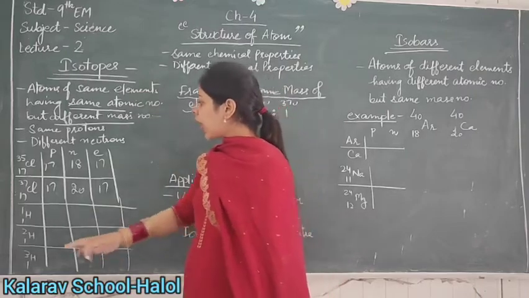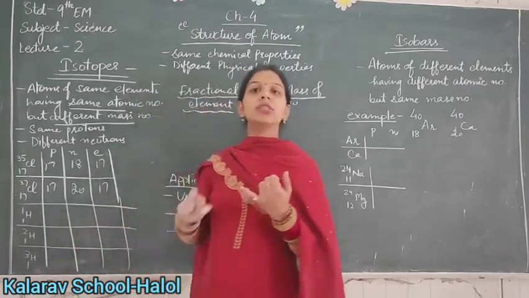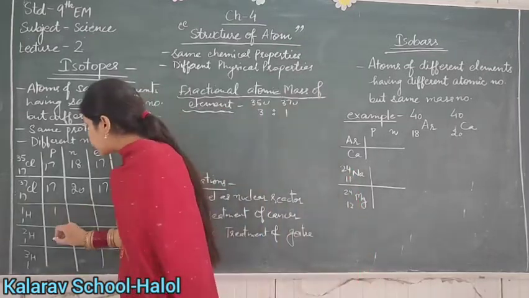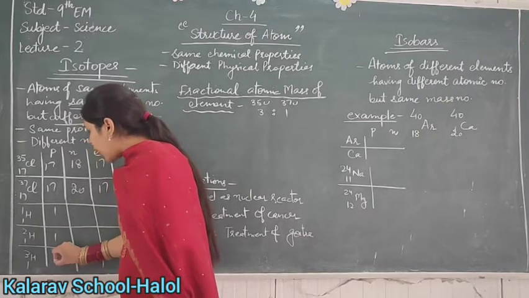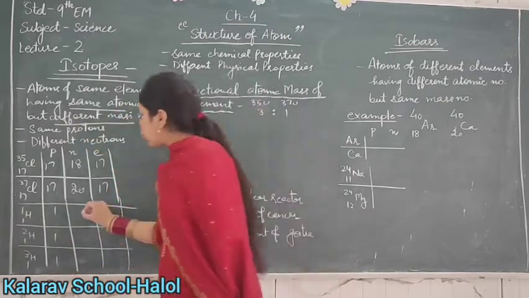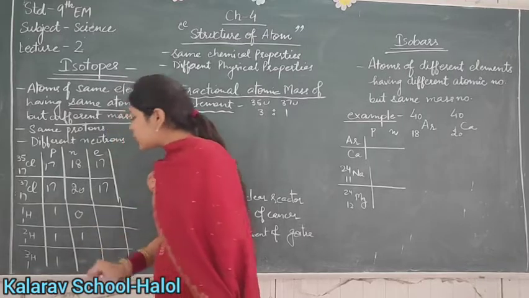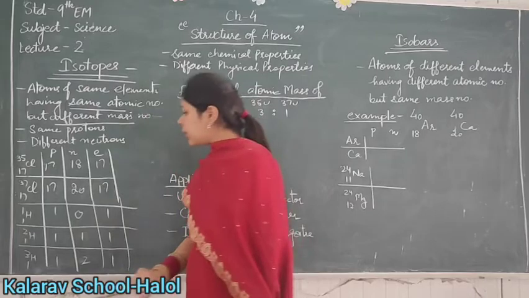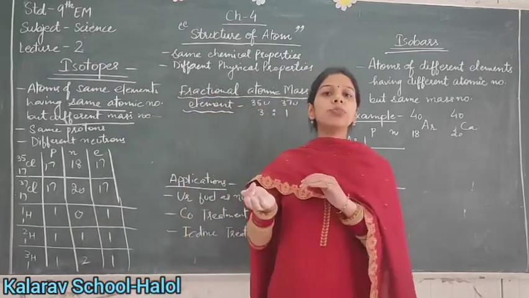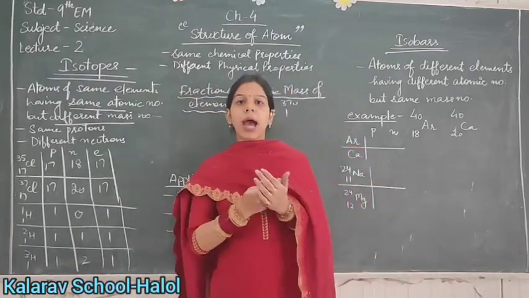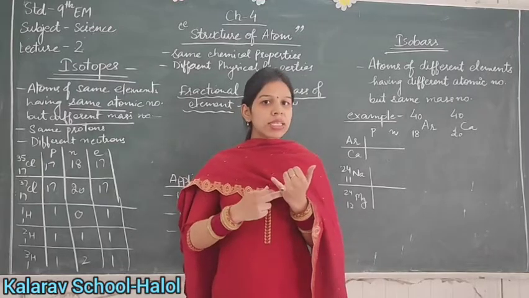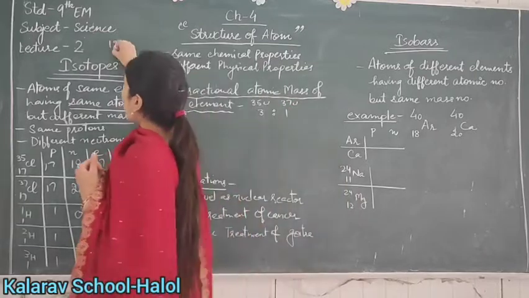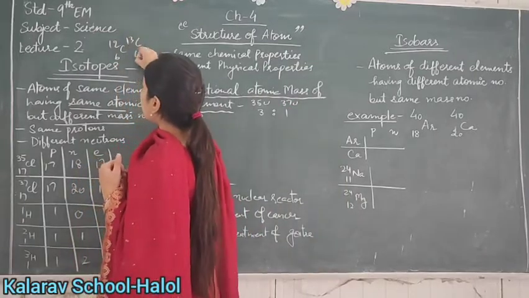For hydrogen, there are 3 isotopes: protium, deuterium and tritium. Here the proton is 1, 1 and 1. Neutrons are 0, 1 and 2. But the electrons are the same in number. There are different types of isotopes also. For carbon there are 12C6, 13C6 and 14C6. These are the different isotopes of carbon.